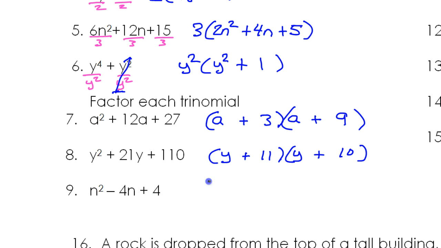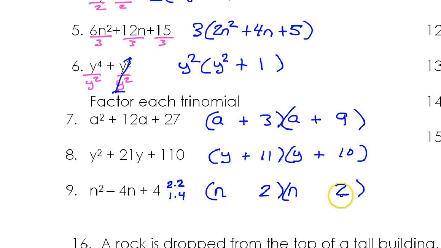Okay, let's try number 9. There's no common factor, so we'll move on to the binomial times binomial phase of the operation. N squared can only be n times n. 4 is either going to be 2 times 2 or 1 times 4. Let's try 2 times 2.